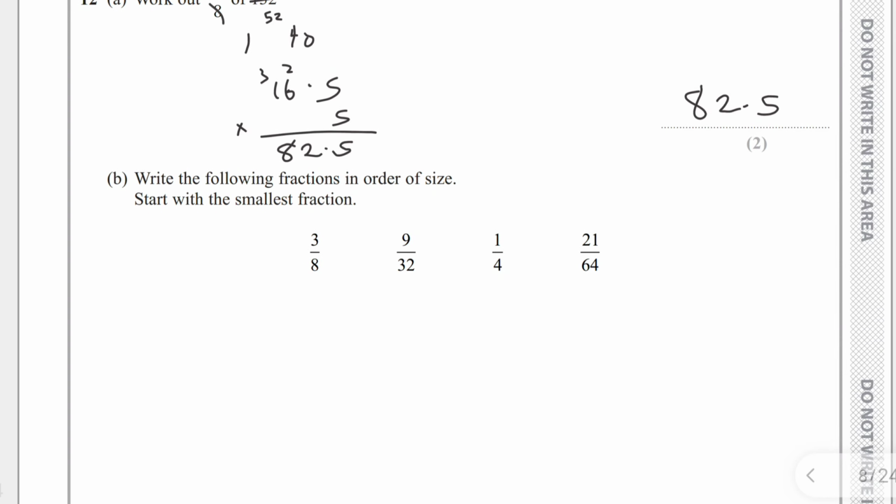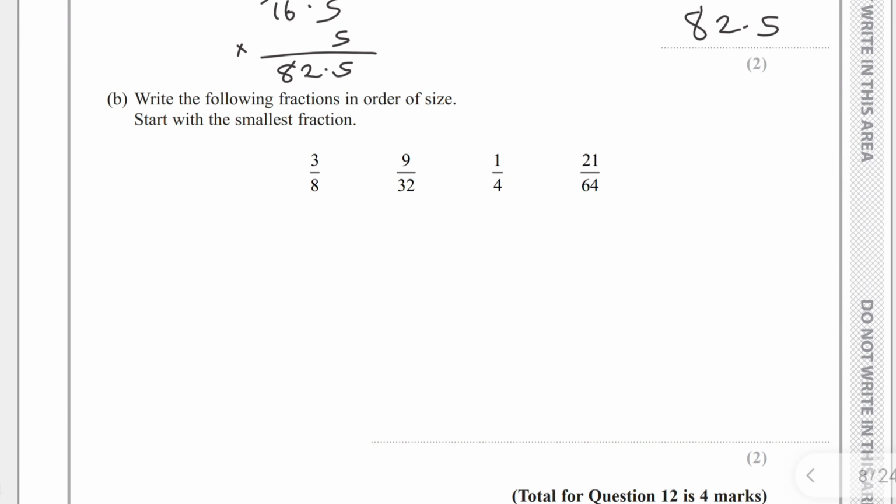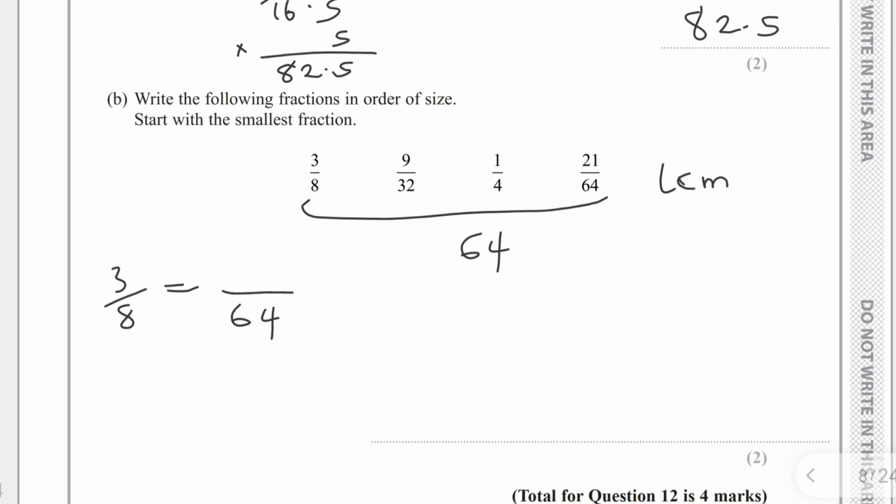Write the following fractions in order of size, starting with the smallest fraction. In my own opinion, the easiest way to solve this is to make them the same denominator. This is already in 64, so the LCM of these 4 denominators is 64. So 3 over 8 as a multiple of 64: since 8 times 8 is 64, that will mean 8 times 3, which is 24.